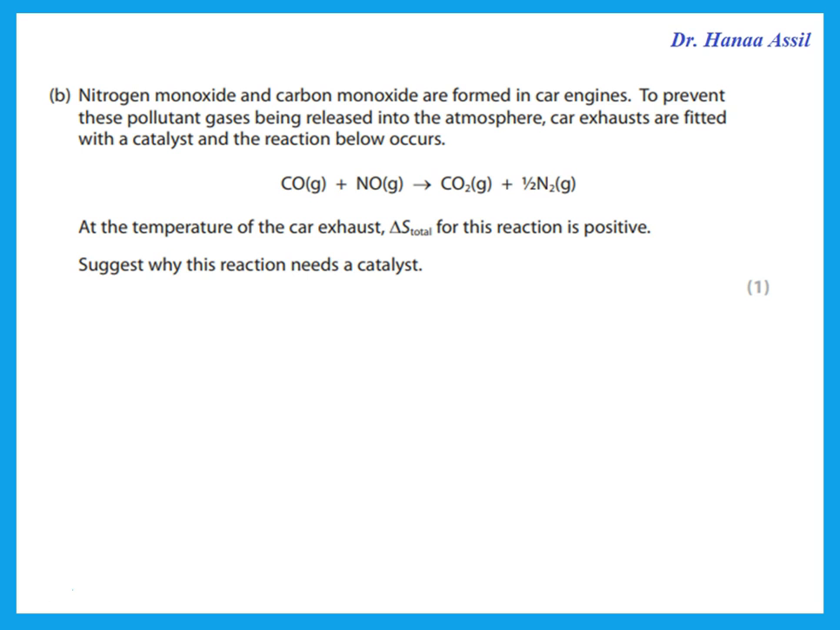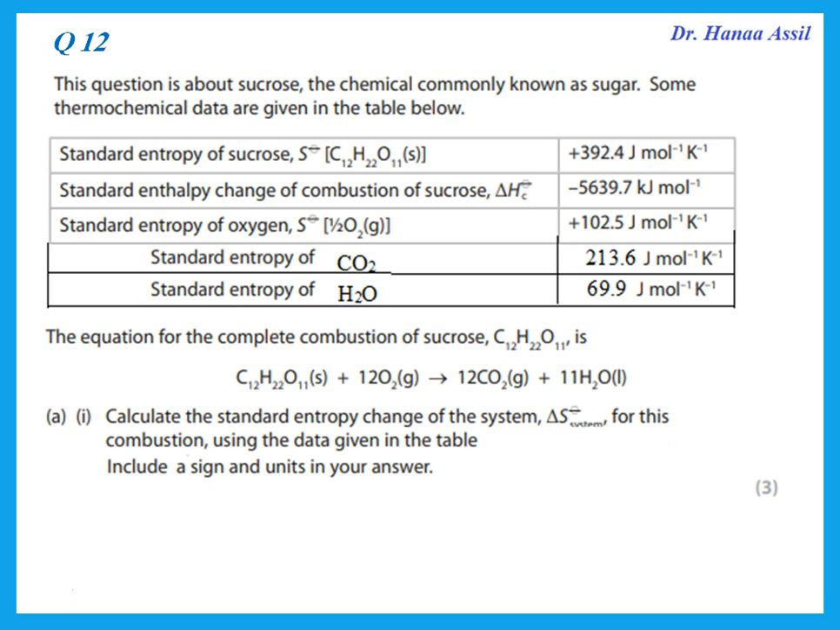Nitrogen monoxide and carbon monoxide are formed in car engines. To prevent these pollutant gases being released into the atmosphere, car exhausts are fitted, and we have an equation, and he says, at the temperature of the car exhaust, delta S total for this reaction is positive. So just why this reaction needs a catalyst. Of course, we need a catalyst to lower the energy of activation.